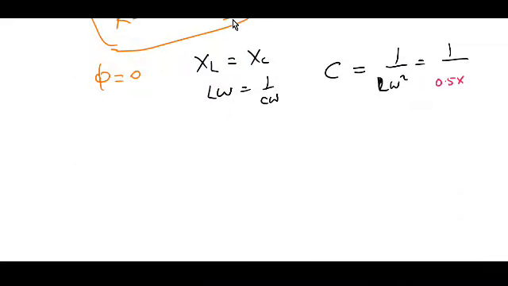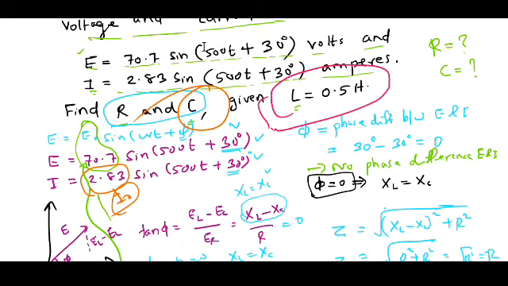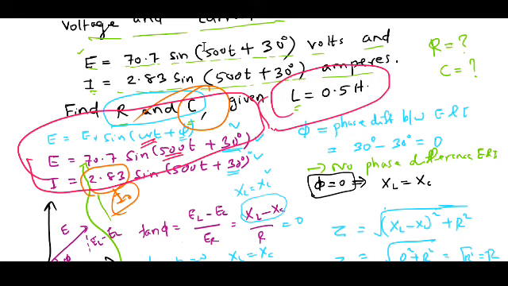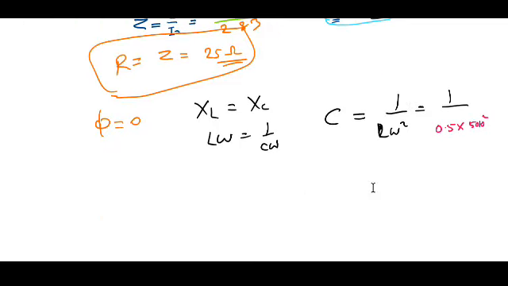0.5 Henry into omega square. What is the frequency omega? For that, again compare with the standard equation: here omega t means 500 t, that is, omega is equal to 500, so 500 square. If you do this calculation, you will obtain C is equal to 8 microfarad.